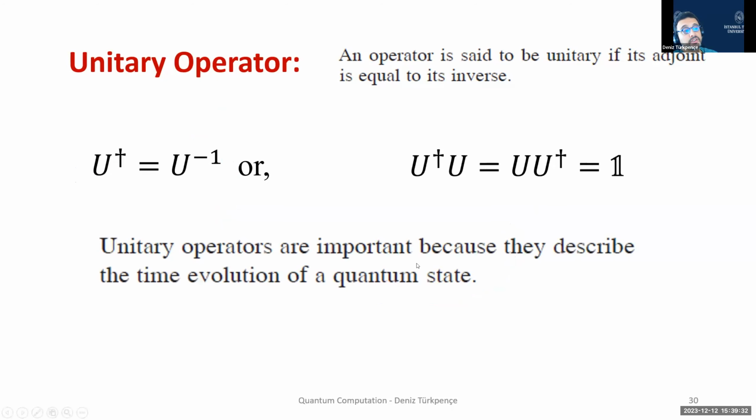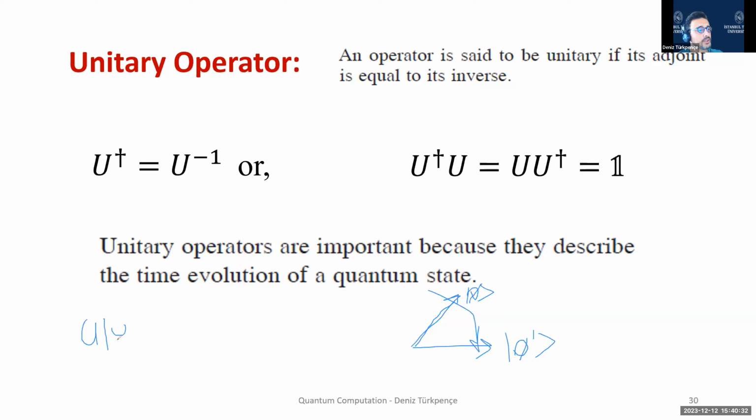But we should say unitary operators are important because they describe the time evolution of a quantum state. And unitary operators also preserve norm. For example, if you have such a vector, and you apply a unitary operator here, you will obtain another vector, just like a reflection or a rotation. Let's call this vector phi prime. As you see, I just rotated this vector if I apply a unitary operation, which means that its length is the same. So unitary operators are norm-preserving operators. They preserve norm.